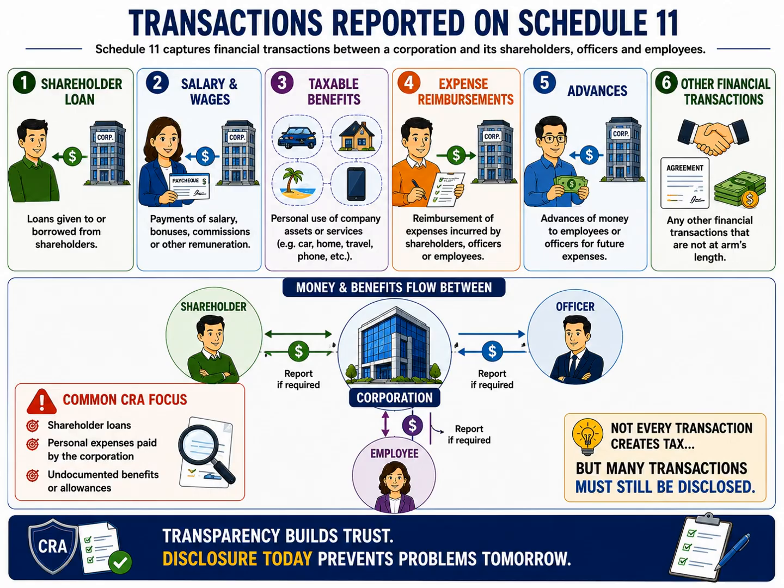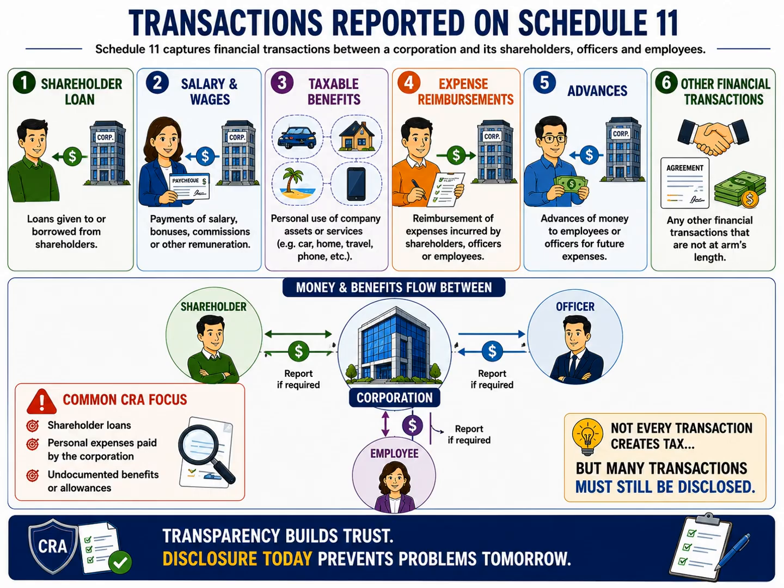Expense reimbursements are another common transaction. If an employee, officer, or shareholder incurs a legitimate business expense and the corporation reimburses them, that reimbursement should be properly documented. Similarly, advances provided before business expenses are incurred should also be tracked and supported by appropriate records. Finally, there may be other financial transactions, such as payments, transfers, or agreements between the corporation and its shareholders, officers, or employees that should be disclosed depending on the circumstances.